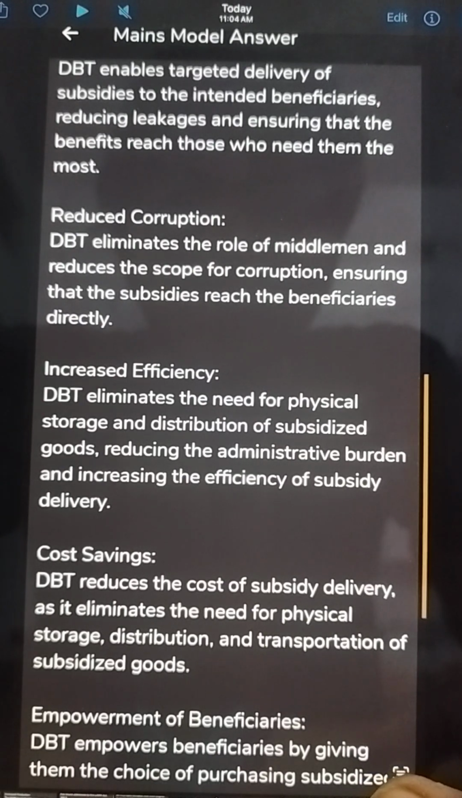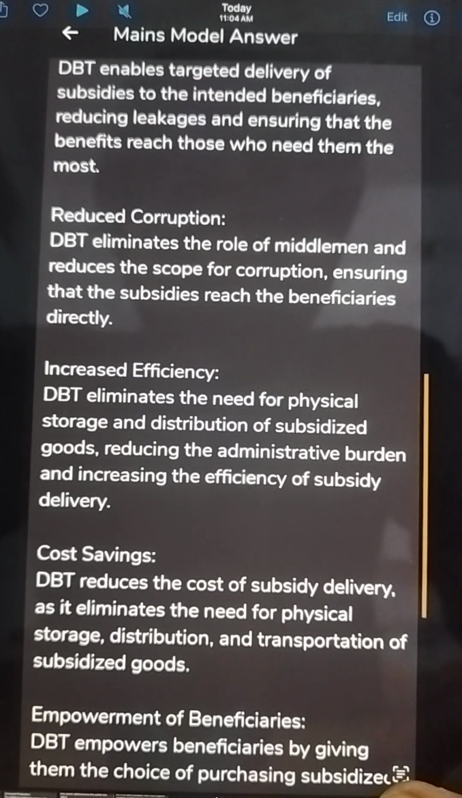DBT eliminates the role of middleman and reduces the scope for corruption, ensuring that the subsidies reach the beneficiaries directly. Then third is increased efficiency. DBT eliminates the need for physical storage and distribution of subsidized goods, reducing the administrative burden and increasing the efficiency of subsidies delivery.